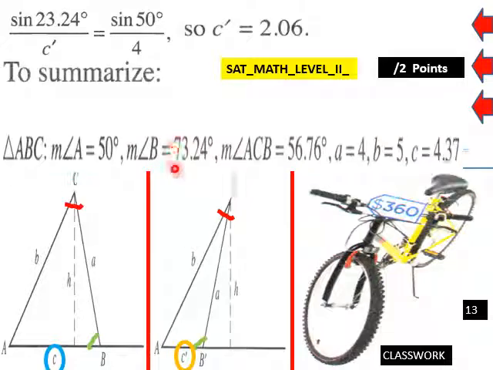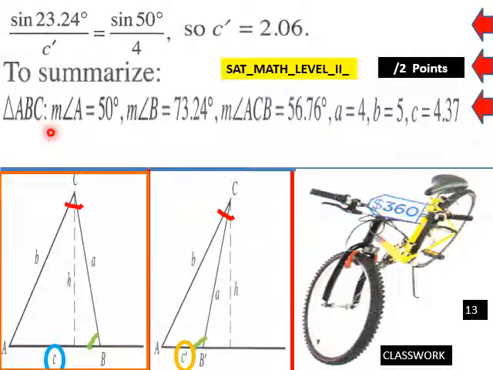To summarize, ABC, this triangle here, measure of A is 50 degrees. Here's your measure A is 50. Measure of angle B would be 73.24. And then the measure of angle ACB up here would be 56.76. A will be 4. B will be 5. And then C will be 4.37.